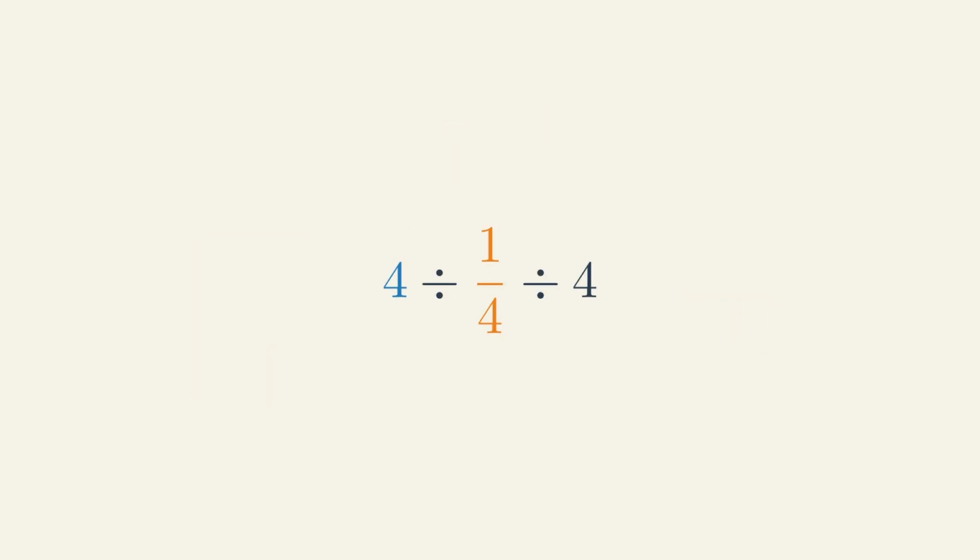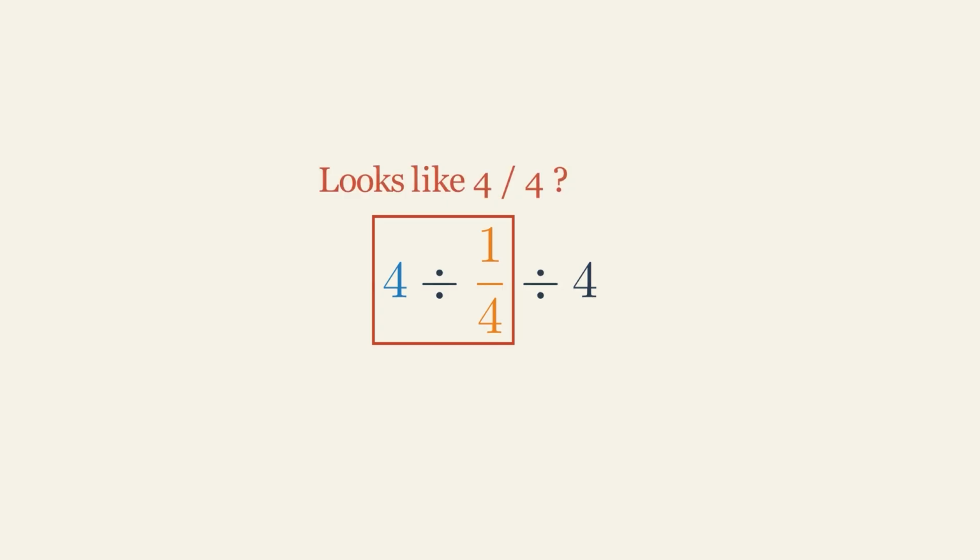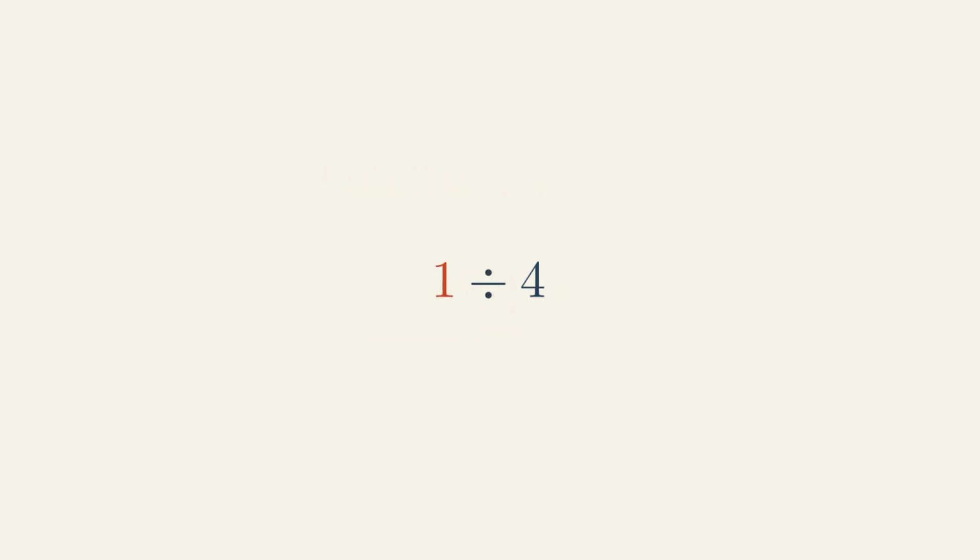Ready? First, let us look at how 90% of people get this wrong. They fall for the cancellation trap. They look at the first part, 4 divided by 1/4. Their brain says, hey, 4 and 4, they just cancel each other out, right? They assume 4 divided by 1/4 is just 1.